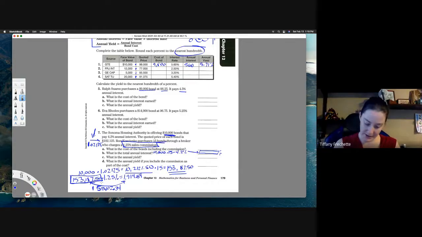All right, so the last part, part D, what is the annual yield if you include the commission as part of the cost? So now, you know, just to see how does it change? Now what they want you to do is take that same number from part B and this time divide it by what you had in part A. So including the commission price, they're just having you recalculate it with that $1,914 included.